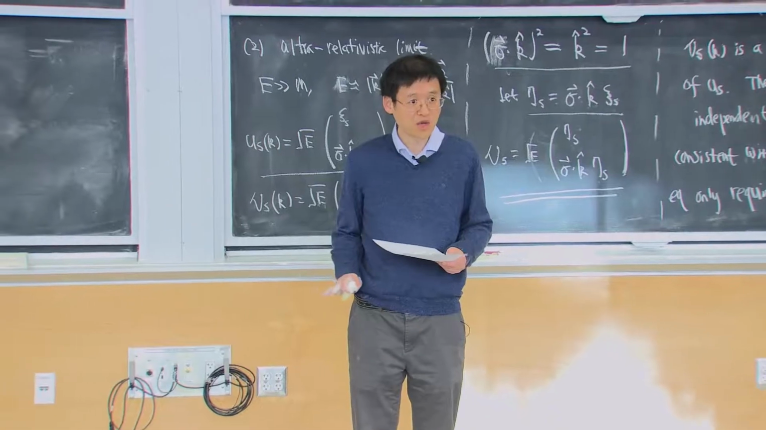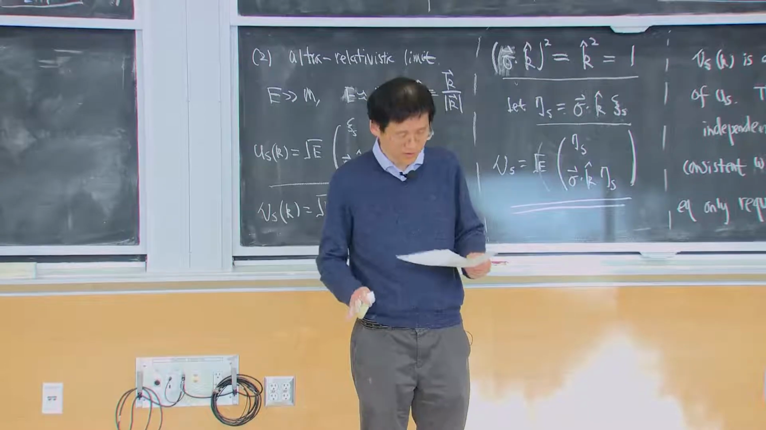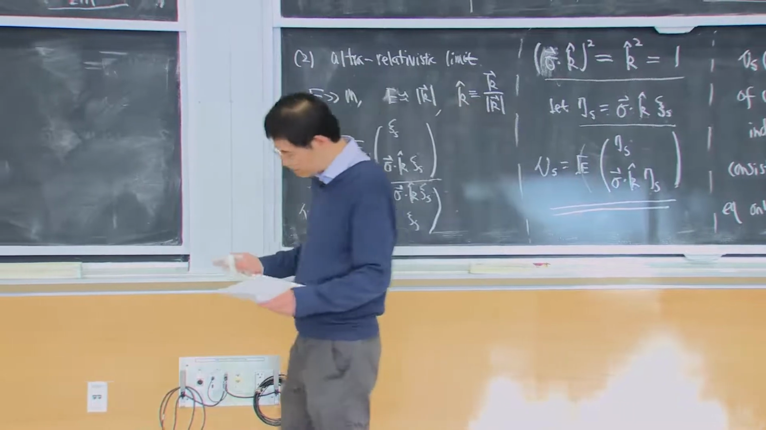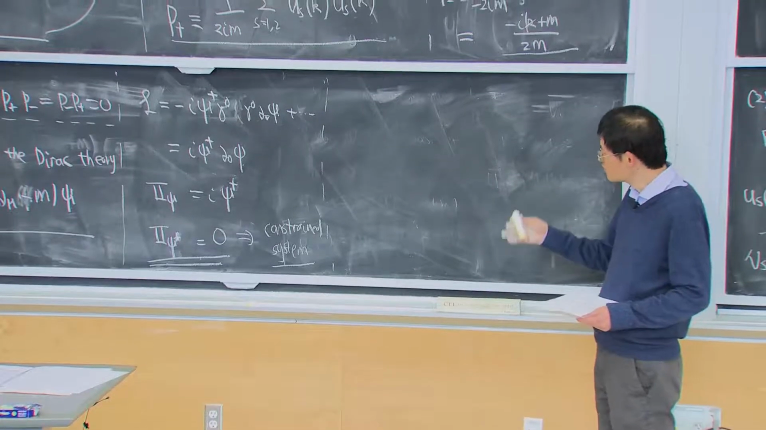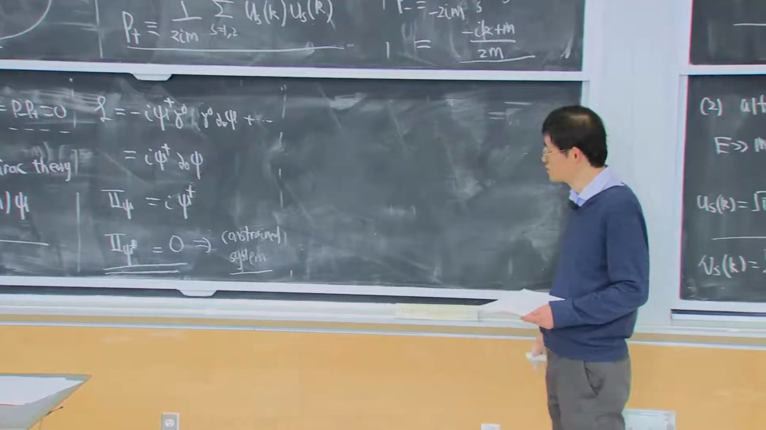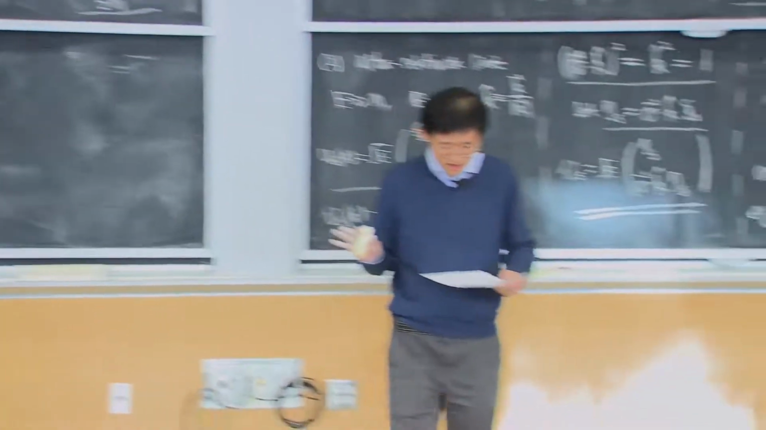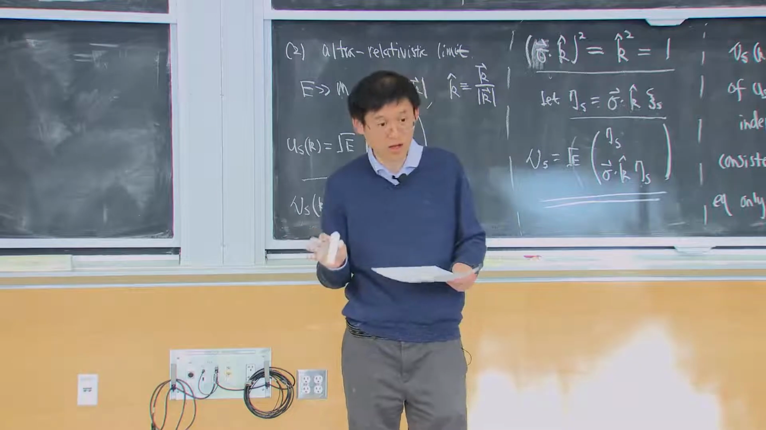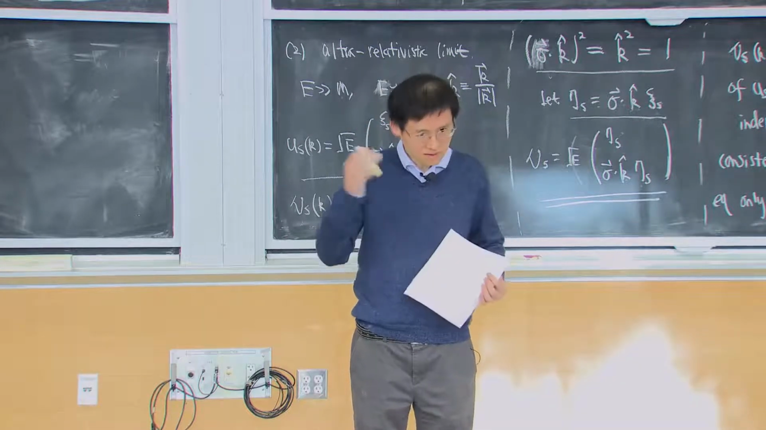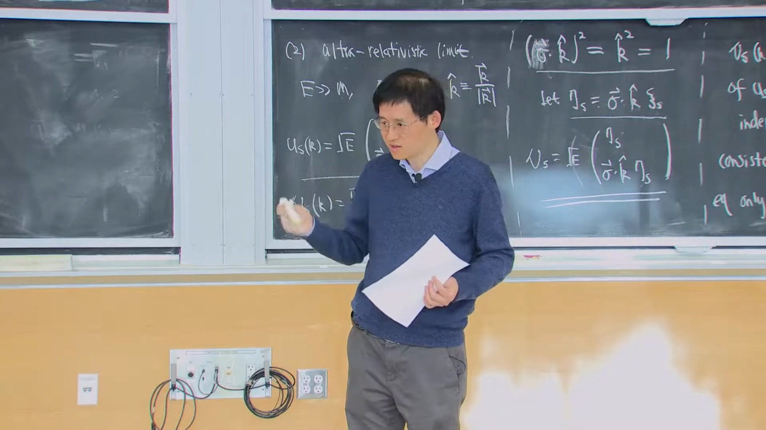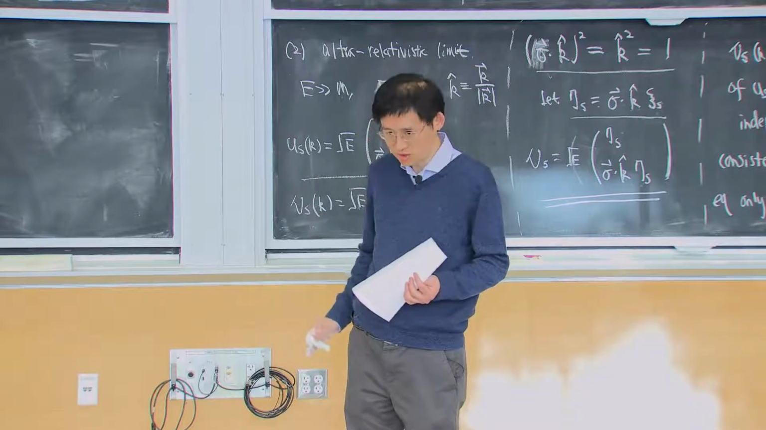And frankly, constrained systems are very annoying. They involve lots of formalism in order to treat and quantize them. But fortunately in this case there's a simple trick to go around it. So I will not use the full-fledged constrained quantization to do the job. I will just use a simple trick which will reach the same answer.